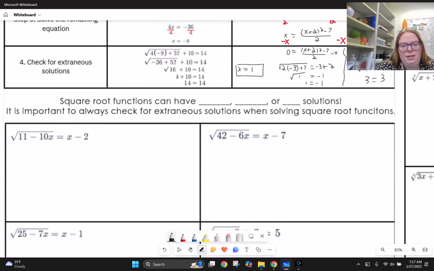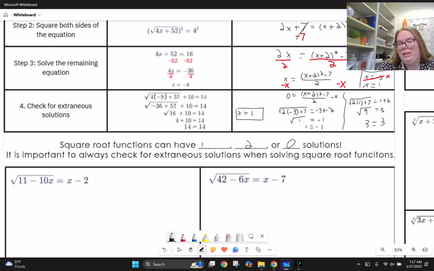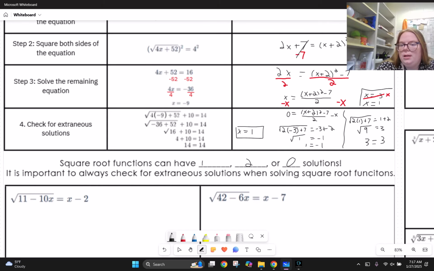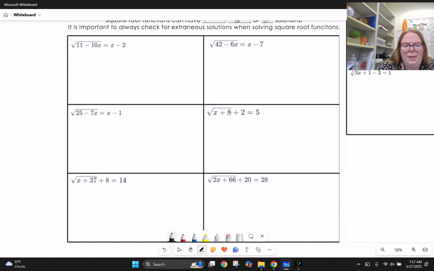So again, square root functions can have 1, 2, or 0 solutions, depending on how many of them are extraneous. When you're solving them, sometimes you only end up with 1 in the first place, like for that first example that I walked us through, and sometimes you'll end up with 2. You'll never end up with none to start off with, of course, but you can end up with none if both of those solutions do end up being extraneous.